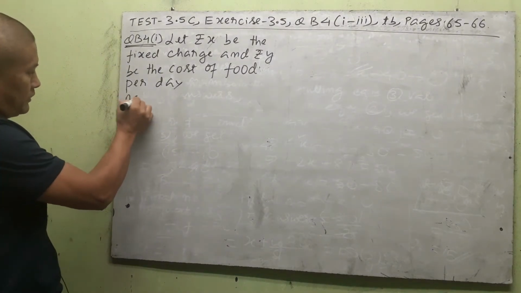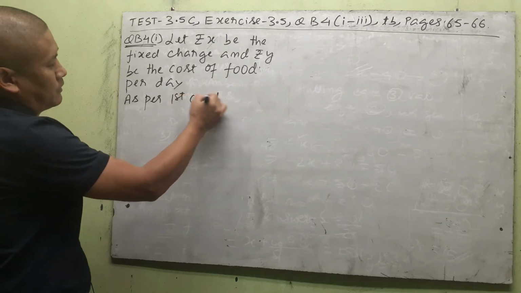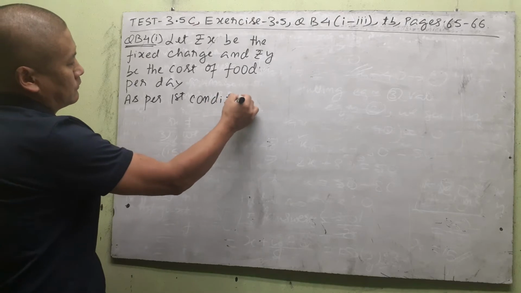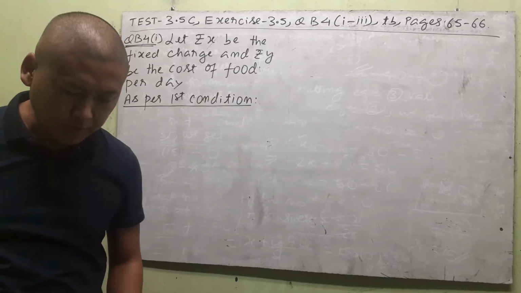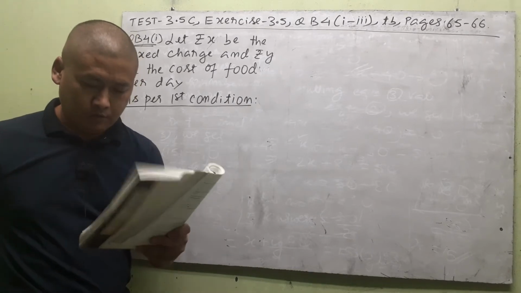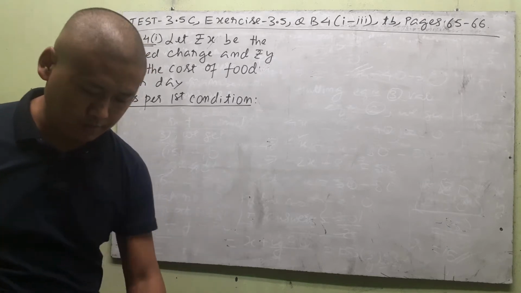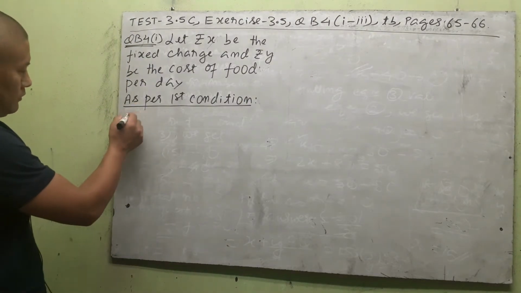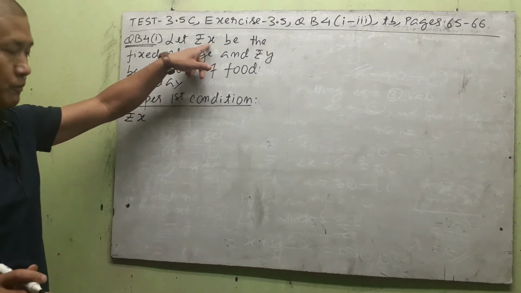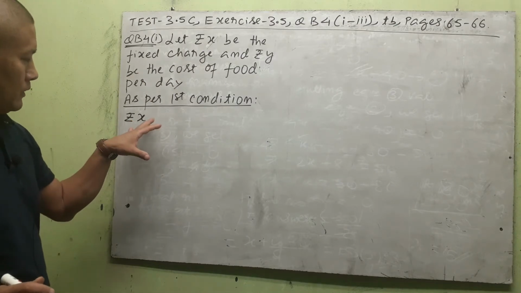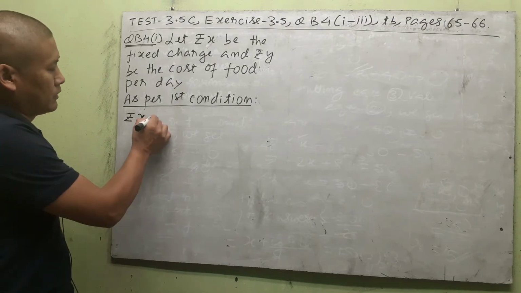So as per first condition, let's read that carefully. When a student A takes food for 20 days, she pays rupees 1,000 as hostel charges. So let us do that student A first. So the rupees X is the fixed charge that she has to pay. This one to any student, even if you stay for 1 day or 20 days or 30 days, is fixed that the student has to pay, okay.